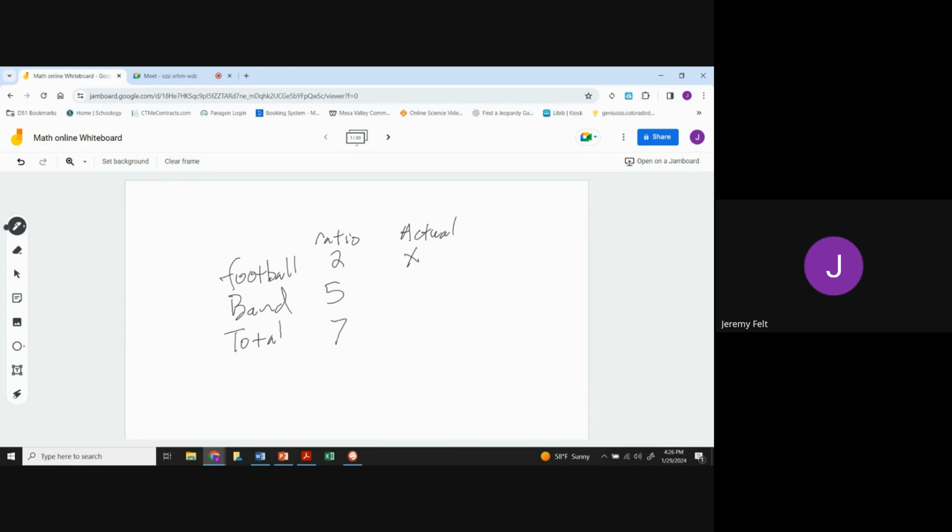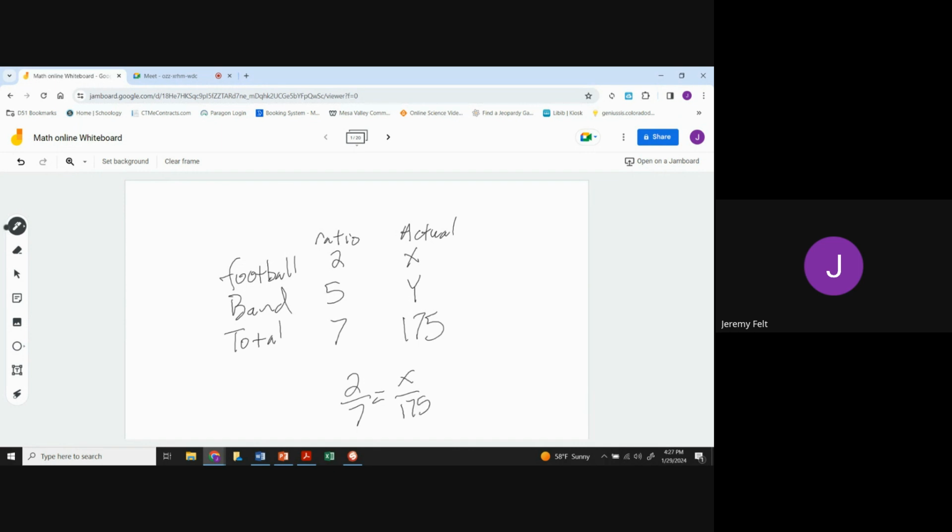And then we're told there's 175 football players and band members. So 175 is our total. We want to know how many football players were on the field, so we want to solve for x. So we're going to say 2 to 7 equals x to 175.